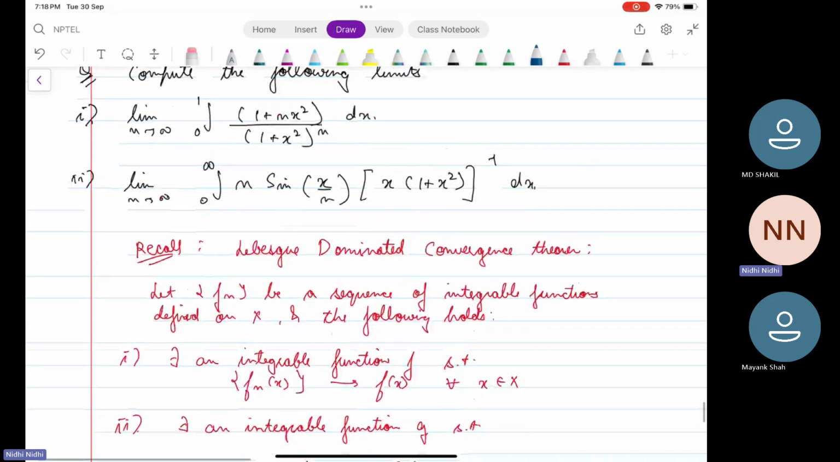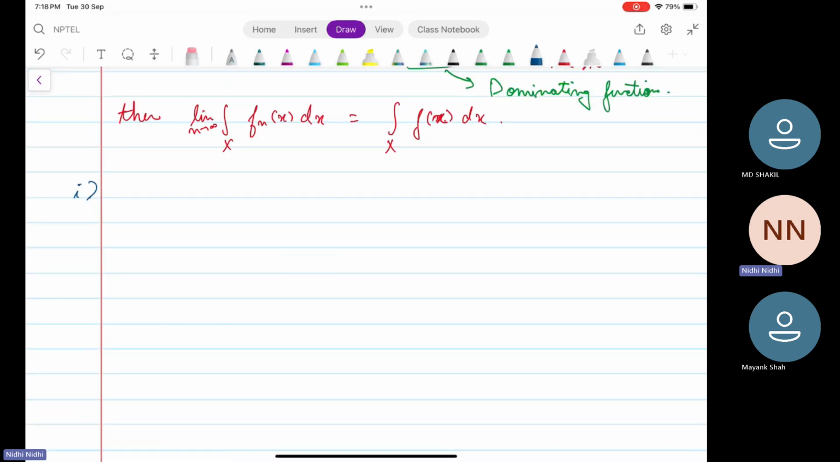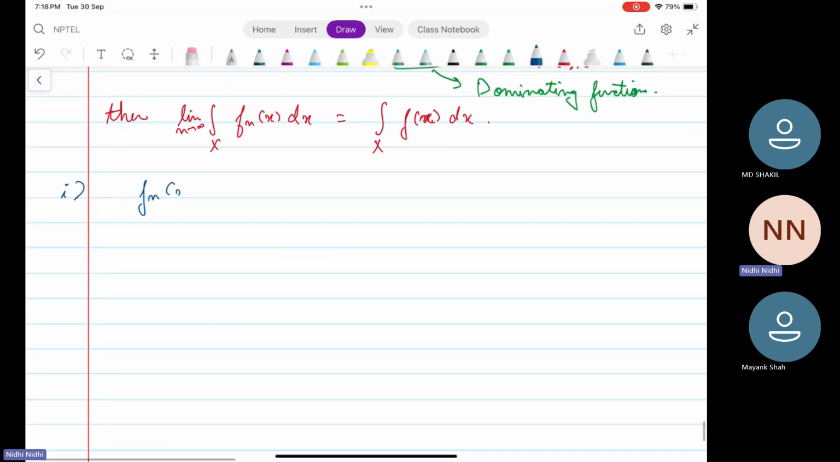So yeah, we'll see the above examples. In the first part, we have fn(x) equal to (1 plus n x square) upon (1 plus x square by n)... that is, (1 plus n times x square) upon (1 plus x square) whole to the power n. So please find its pointwise limit, limit n tending to infinity fn(x). Please evaluate its pointwise limit.